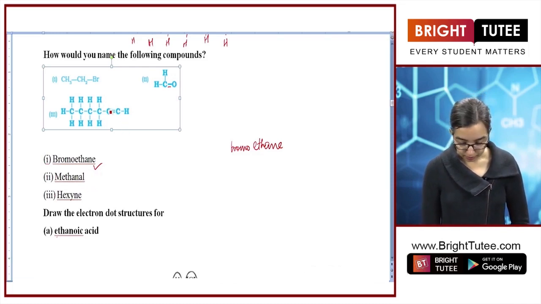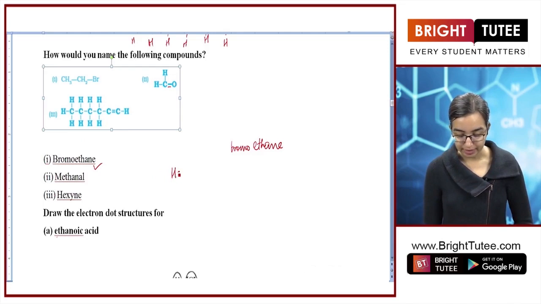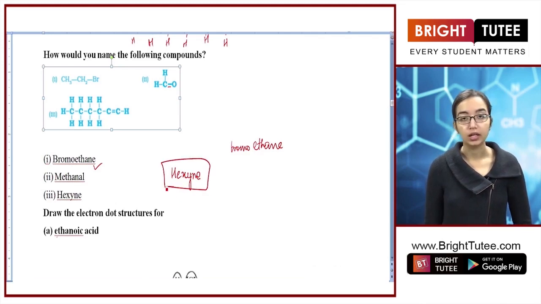The next part has 1, 2, 3, 4, 5, 6 carbon atoms. So that means we are using the prefix hex. Now, it has a triple bond at the first carbon, which means we have to use the suffix "-yne". So this becomes hexyne.